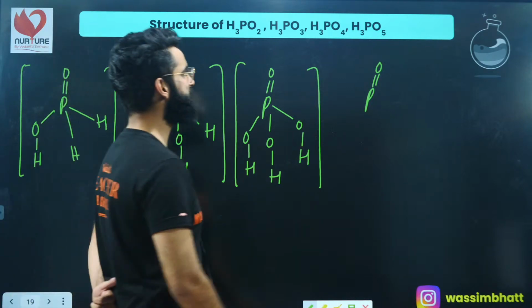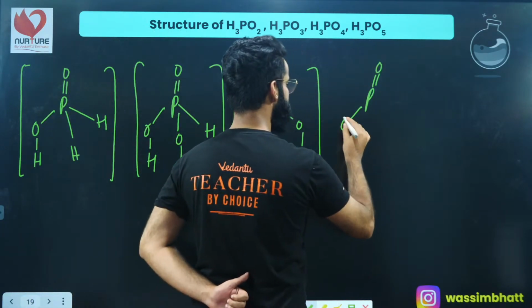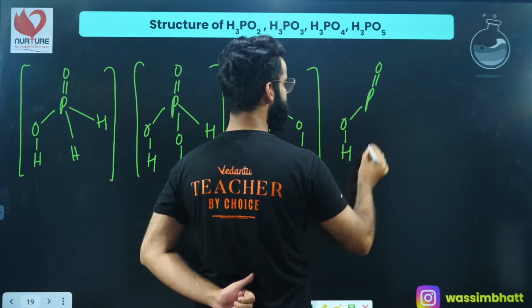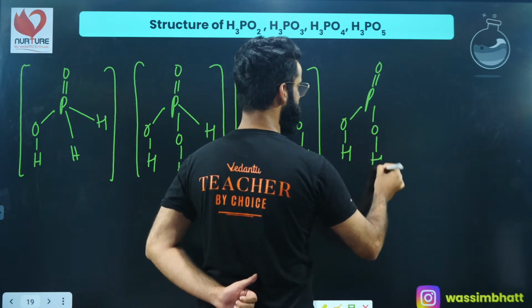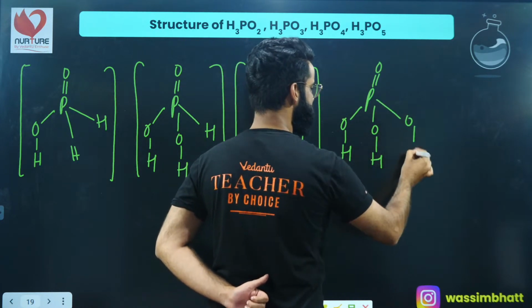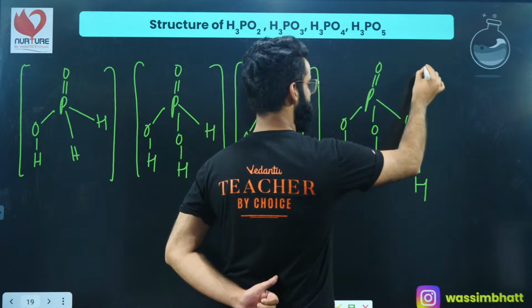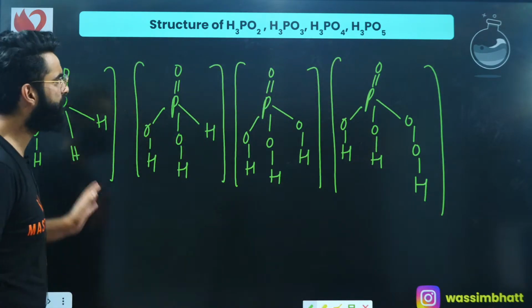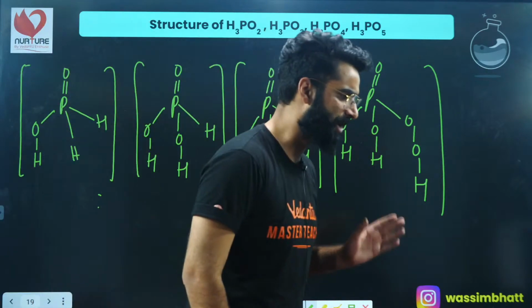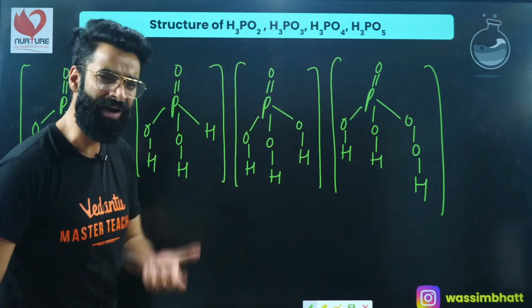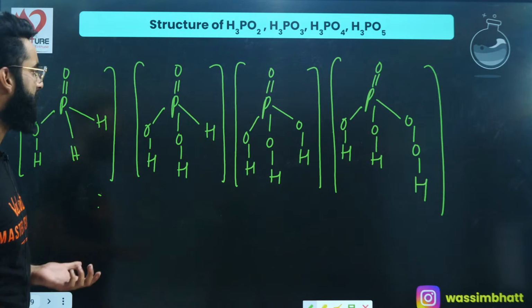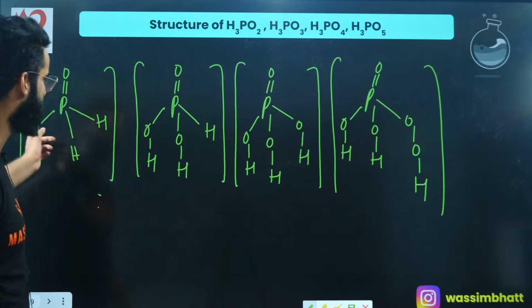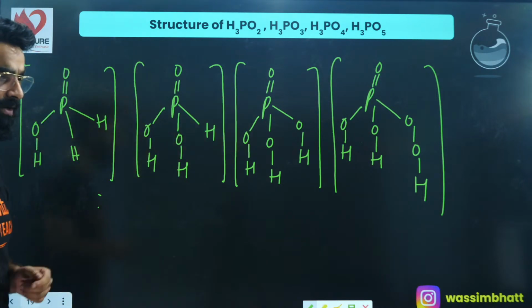Now talking about the structure of H3PO5, this is oxygen which is attached with hydrogen, one more oxygen attached with hydrogen, and there will be one more oxygen which is attached with oxygen which is attached with hydrogen. This is the structure of your H3PO5. These are the structures of the different acids of phosphorus which I have made over here. Now, one by one, let's try to calculate the oxidation state of phosphorus in all these species.